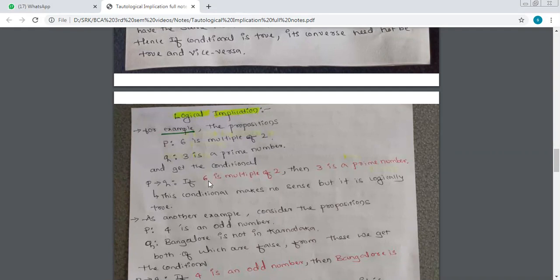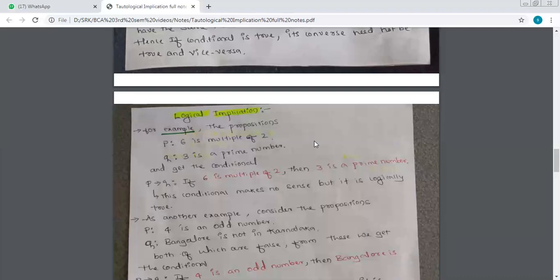So: if 6 is a multiple of 2, then 3 is a prime number. The first statement p talks about a multiple, and the second sentence talks about a prime number. What is a prime number? Anyone have an idea? A prime number is a number divisible only by itself and 1. Yes, that is a prime number.